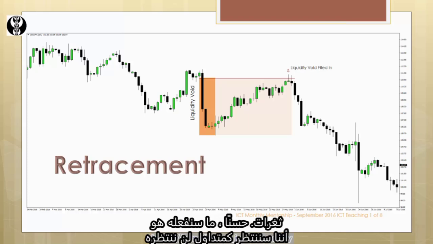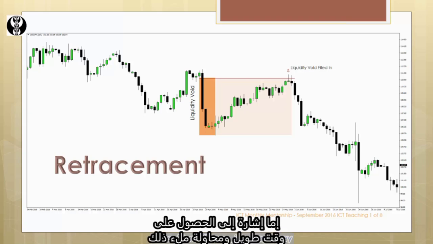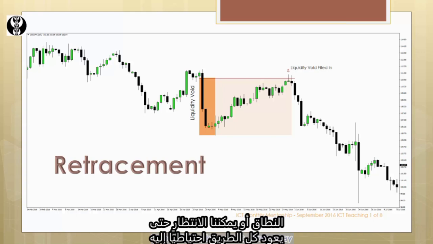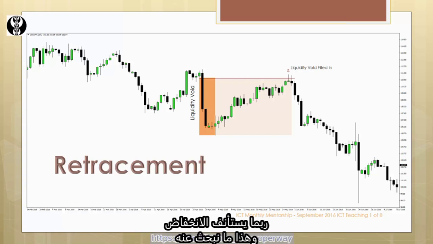Well, what we'll do is we'll wait as a trader. We won't chase price. We'll wait and say, okay, well, there's going to be either an indication to get long and try to fill in that range, or we can wait for it to come all the way back up to it and fill in the liquidity void. Once it hits it, then it'll probably resume going lower, and that's what we're looking for in terms of a liquidity void.